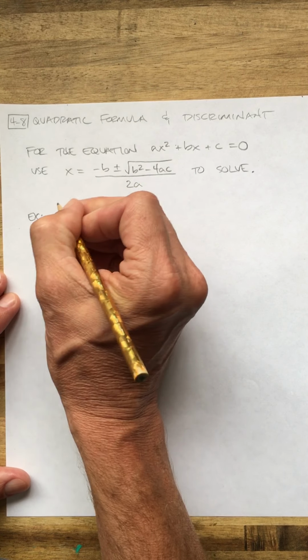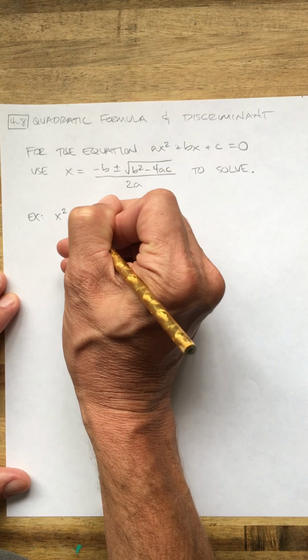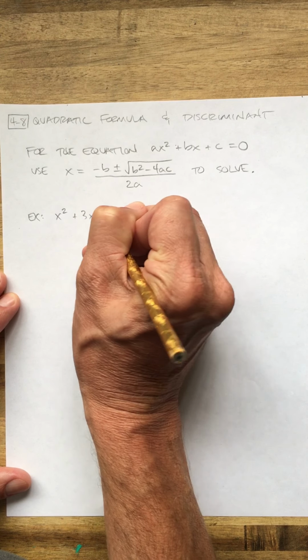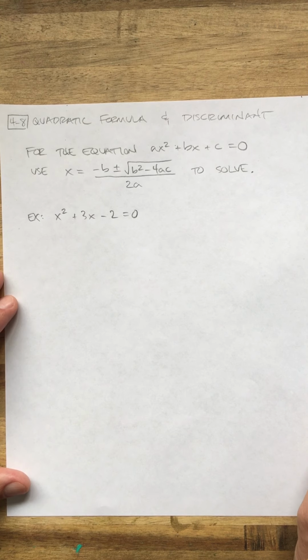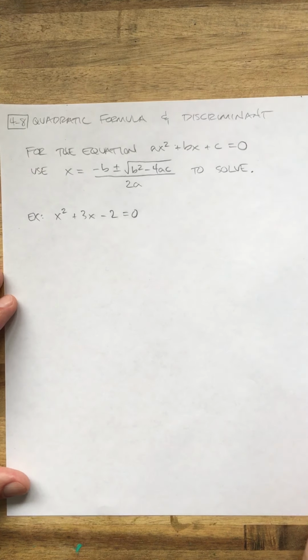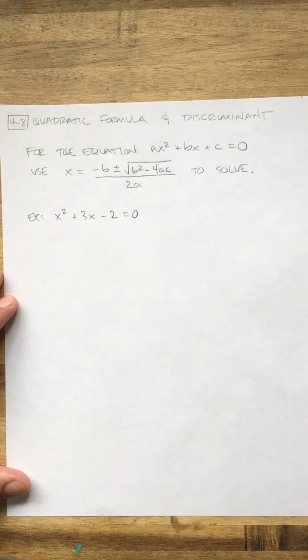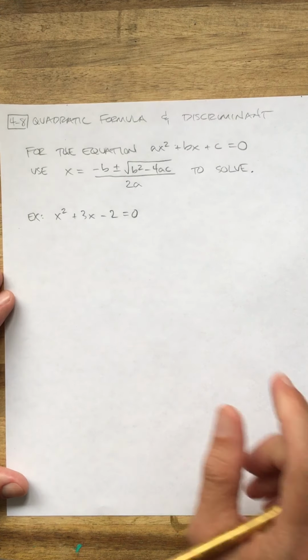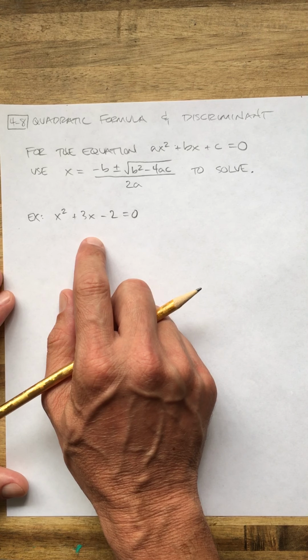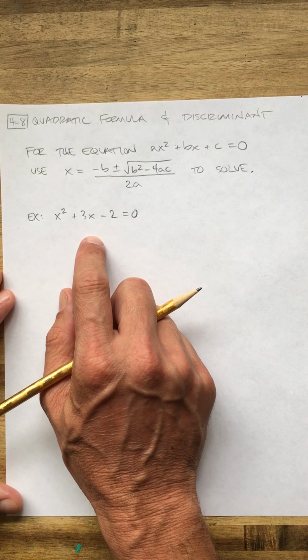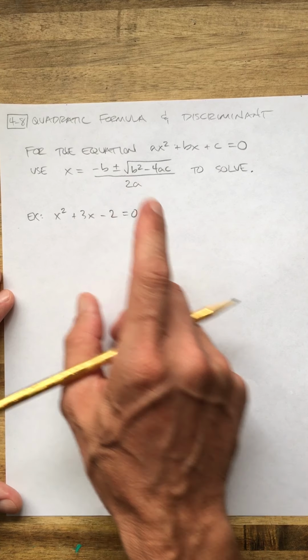If we have an equation like x squared plus 3x minus 2 equals 0, we can use the quadratic formula to solve this. Can you think of another way we could solve this? We could try to factor this, okay? In this case, I don't believe it will factor. In case it doesn't factor, I would say use the quadratic formula.